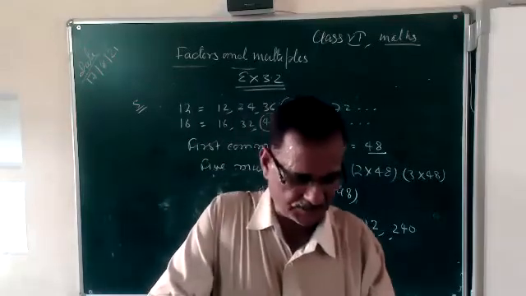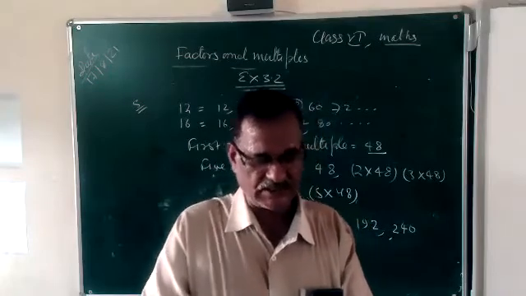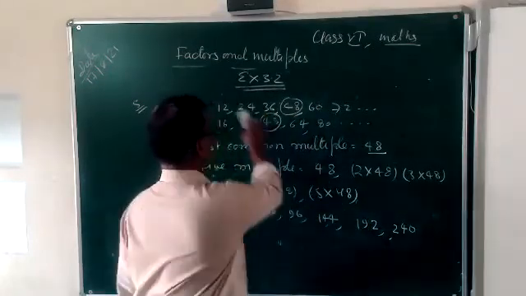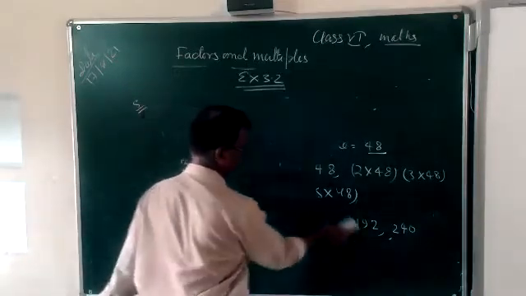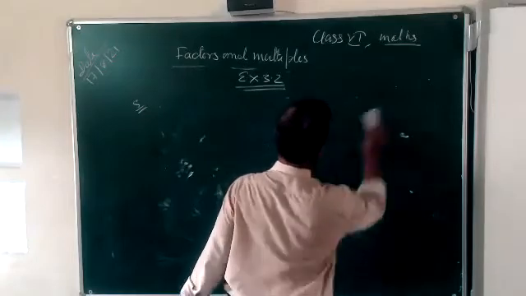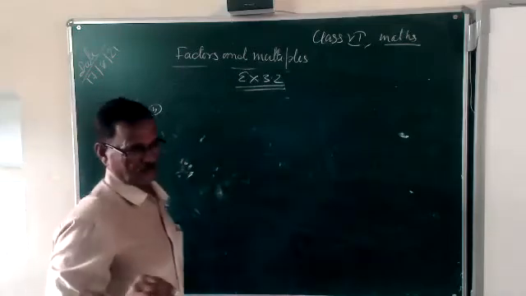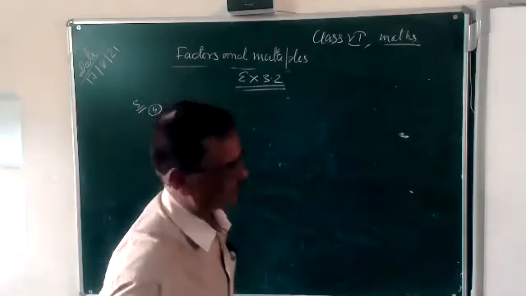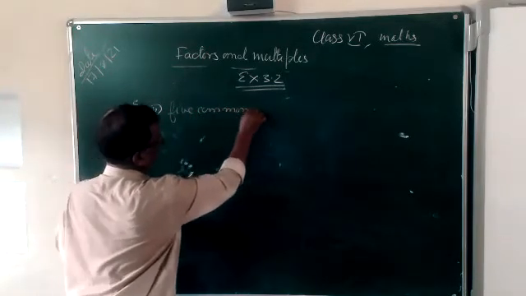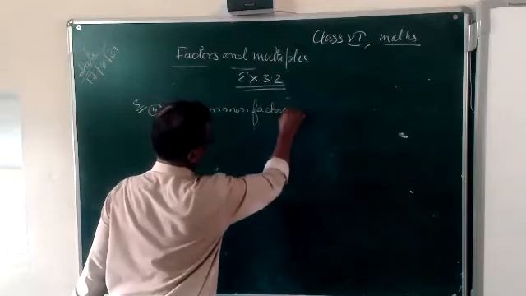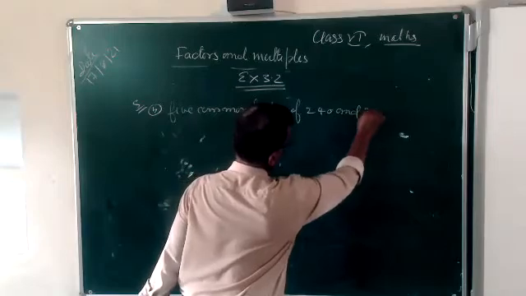Now one more question is given here. 5 common factors of 240 and 320. Second part, the B part of this question. Asking here for 5 common factors of 240 and 320.